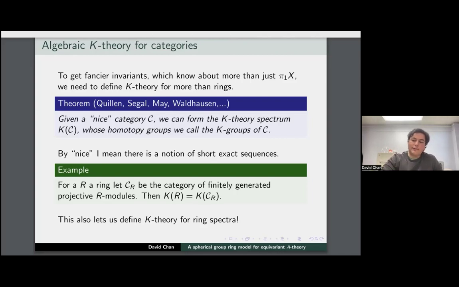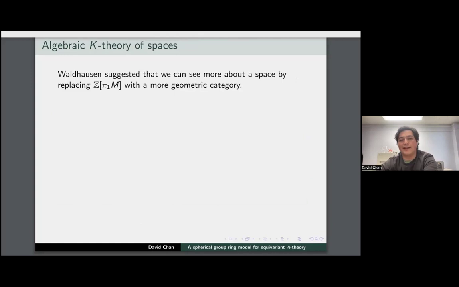Okay. But what was the point of this? Where were we going, right? We had the algebraic K-theory of rings, and we wanted it for categories. The reason that we wanted it for categories is that we wanted to feed in something with a bit more geometric flavor and capture more of the geometry of X, so that we could say a little bit more and get some more invariants.